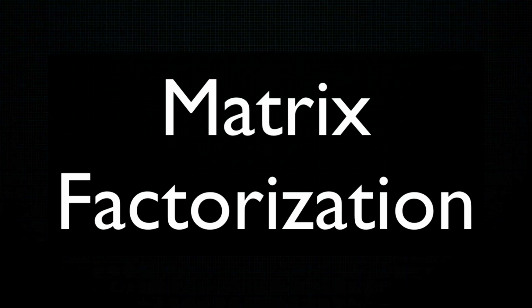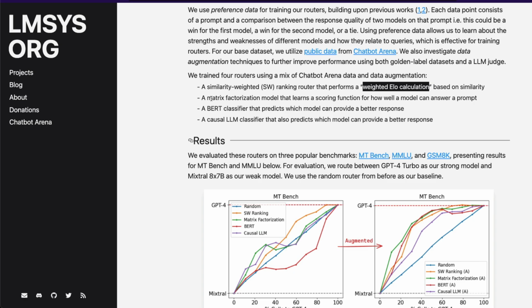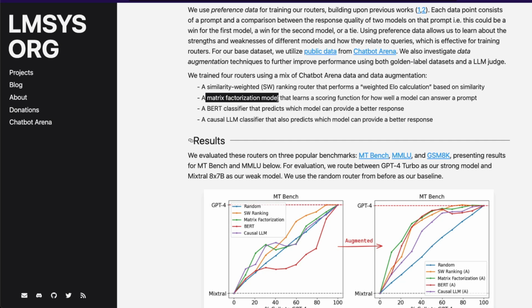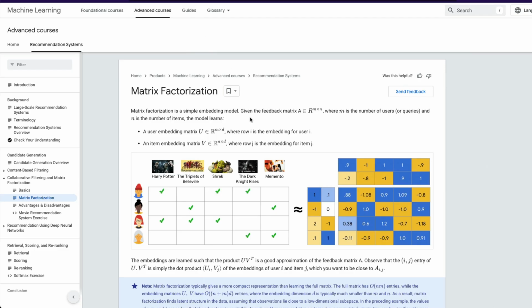The second one is a quite interesting approach. Anybody who is watching here who has got a background in recommendation engines, recommendation systems, might already connect with this. A matrix factorization model that learns a scoring function for how well a model can answer a prompt. This is almost the foundation of how Netflix would recommend a particular show or a particular movie to you. So you have certain preferences. A Netflix show has certain attributes and it recommends to you based on this. And if you want to learn more about matrix factorization, I would link this Google documentation or a tutorial in the YouTube description. So you can see that there are four different kinds of people.